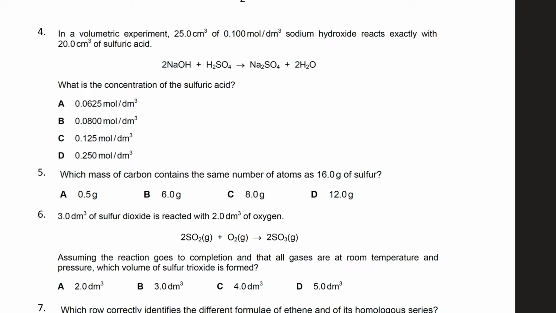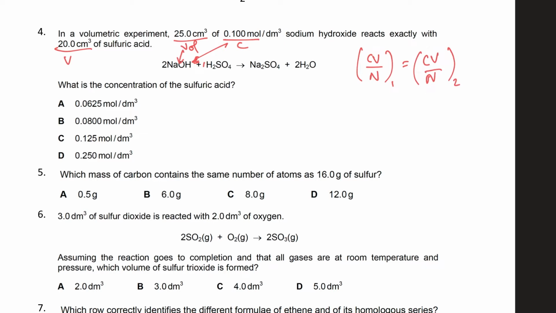In a volumetric experiment, 25 cm cube of 0.1 mole per dm cube sodium hydroxide. So notice that this is volume and this is concentration, but both of them are for sodium hydroxide. Now, what's the concentration of sulfuric acid? Now, there are multiple ways of doing this. We already know the volume of sulfuric acid, so we can use the mole ratios here, which is 2 and 1. And we can use the shortcut. The shortcut for any titration or any reaction where 2 solutions are reacting is Cv over n of the first one is equal to Cv over n of the second one.